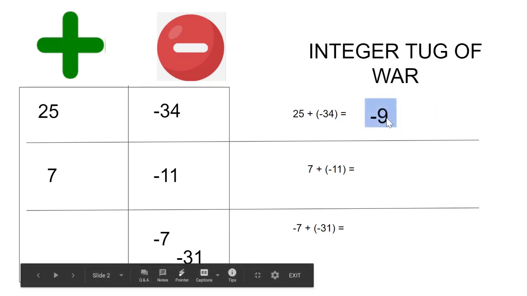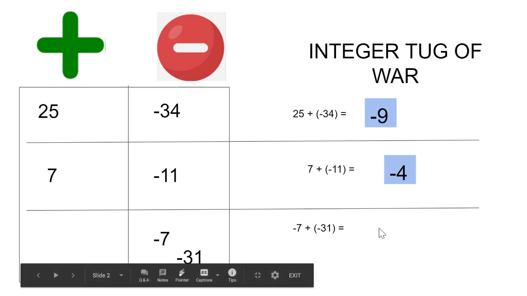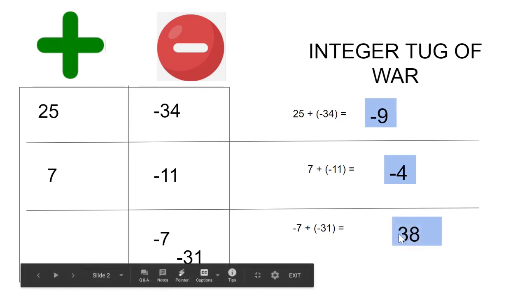So negative 9 was our first answer. Negative 4 for our second answer. And our final answer was negative 30, or positive, no, it's negative 38. So that should be negative 38. And if I had a pen to change that, I would. But please note that it's negative 38.